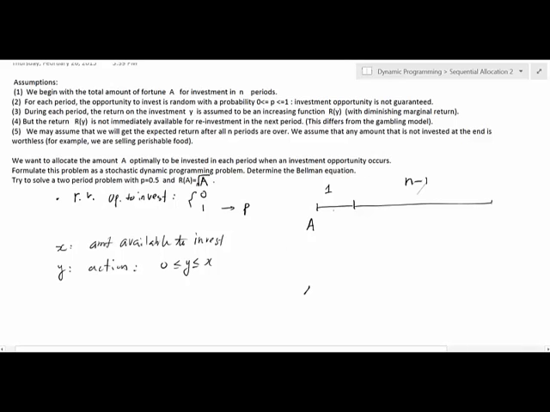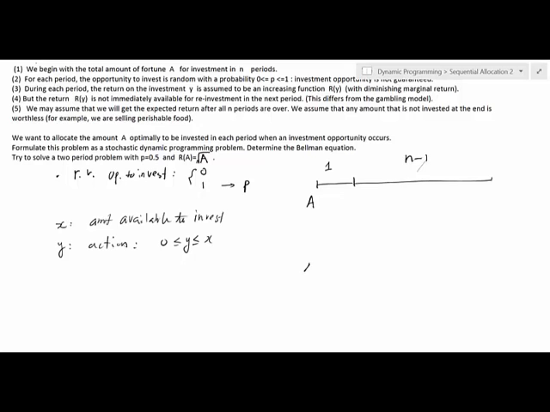But for each period, we have another state variable, whether we have the chance to invest or not. So how can we do that? We can say we have another state variable, let's say I. It takes only two values, either 0 or 1.